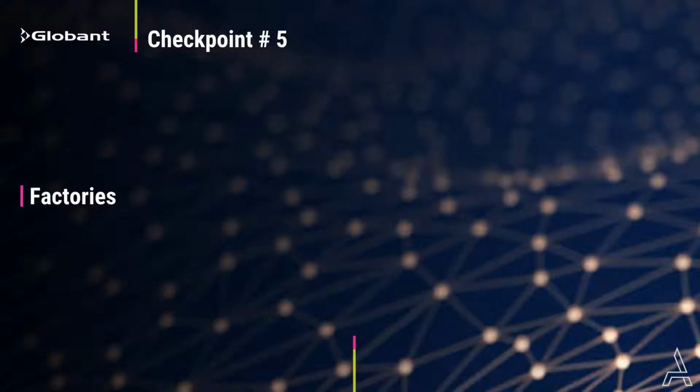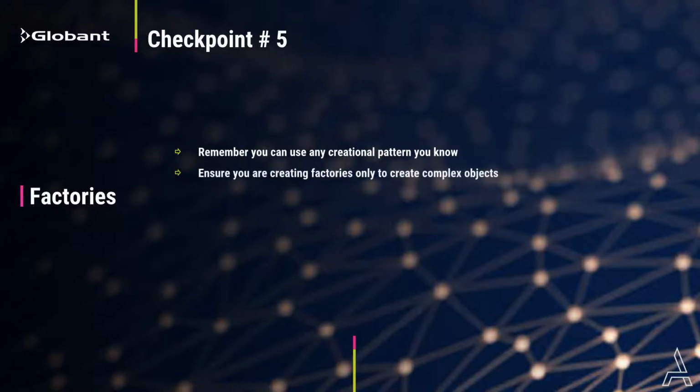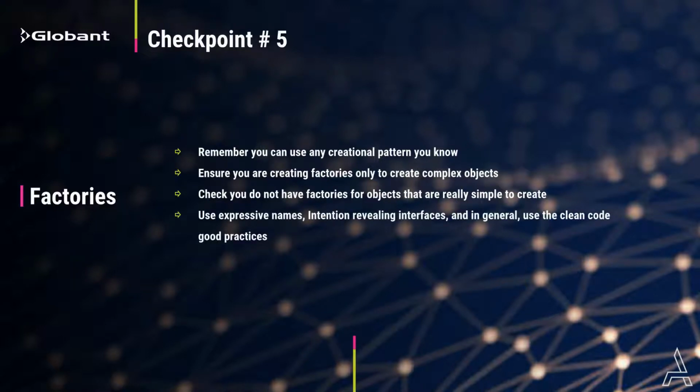First, the checklist for factories. Remember, to implement factories, you can use any creational pattern that you know. Ensure you are creating factories only to create complex objects. Check that you don't have factories for objects that are really simple to create. Use expressive names, intention revealing interfaces, and in general, use the clean code good practices. Remember to use the ubiquitous language and express it in the factories.